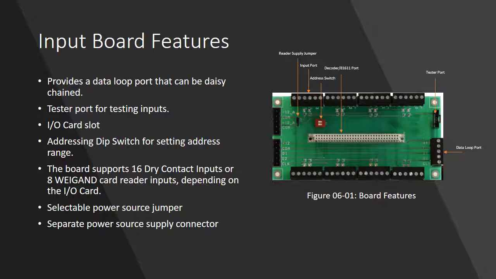You also have a jumper, which allows you to select between sources of power for card readers. By default, the board will power the card readers that are connected via the data loop power, but if you have a long run or need additional power to power a complicated card reader of some sort, then you can connect that and change the jumper setting to use external power. And then lastly, you have the reader power supply port, which allows you to connect additional power for card readers.